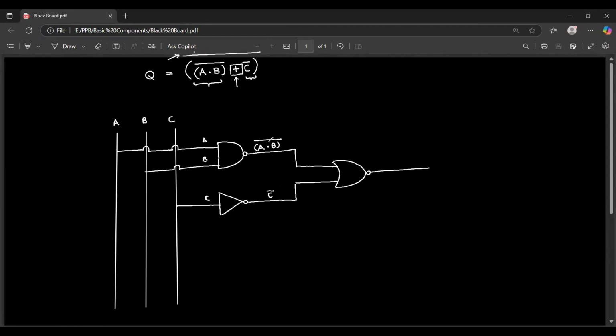And that's it. So here you have (A dot B) whole thing bar. Here you have C bar. So the final output will be ((A dot B) whole thing bar plus C bar) whole thing bar. See, you got the answer. It's the same thing again and again.